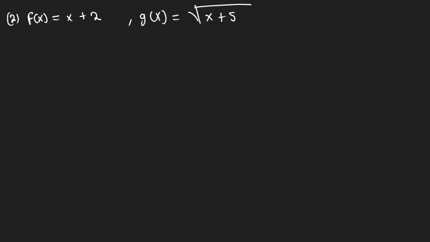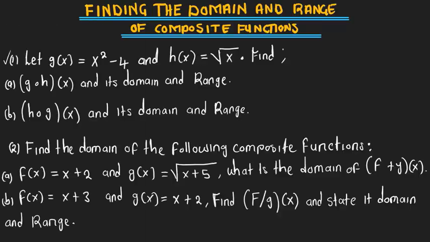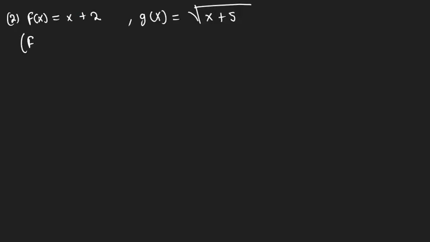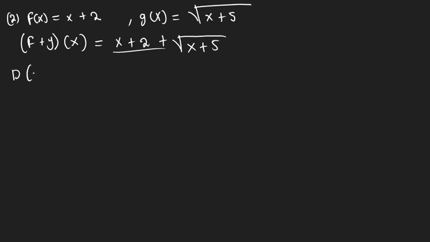So how do you solve this particular question? It's very simple. The first one, they are saying we find this particular operation, which is f plus g, being evaluated at some point x. This simply means we're going to add everything. So this is going to be x plus 2 plus the radical of x plus 5. Now notice that this part here is a polynomial, so its domain is going to come from negative infinity to positive infinity.